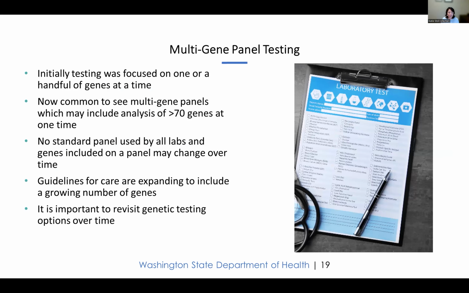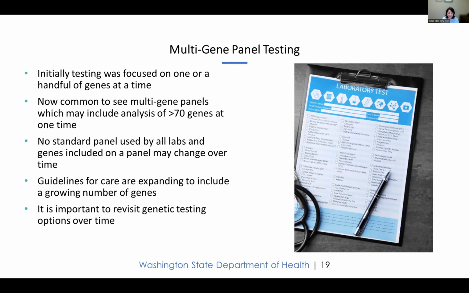So while initially testing was focused on one or two genes at a time, now it's common to see multi-gene panels that may include analysis of more than 70 genes at one time. There's no standard panel that's used by all labs, and the genes included on any panel may change over time. Guidelines for care are also expanding to include a growing number of genes, and these guidelines are being updated quite frequently over time, as new information is learned about these genes.